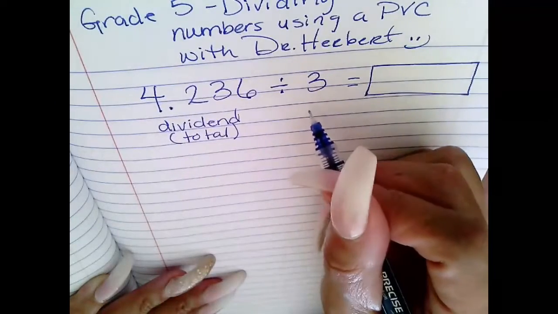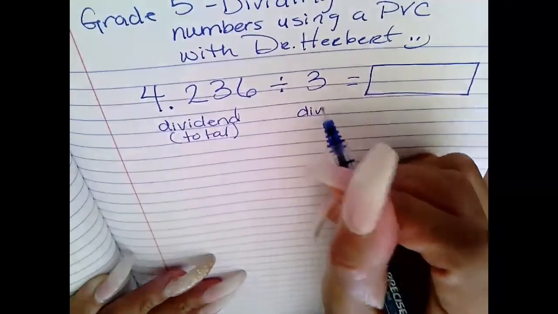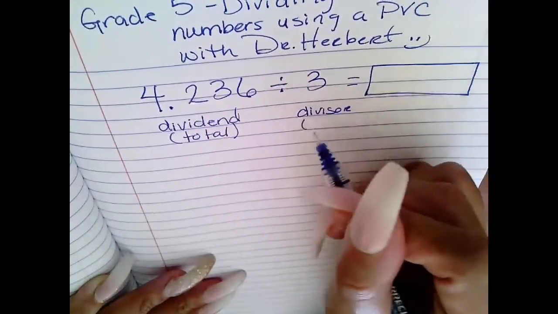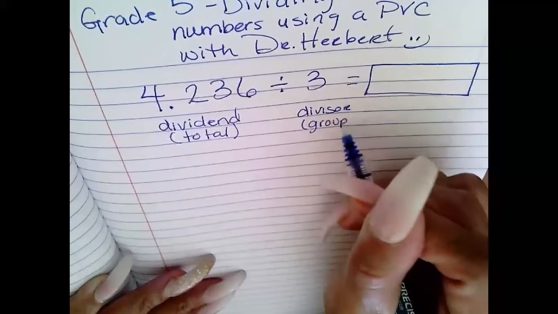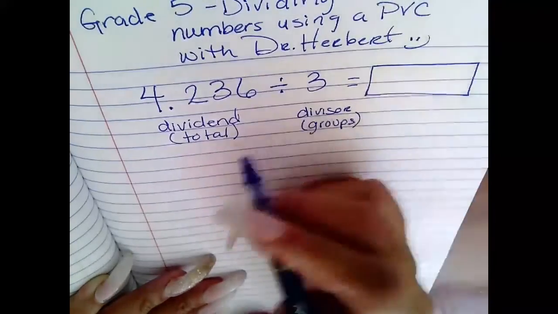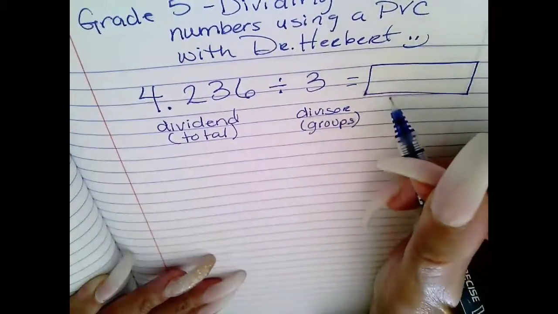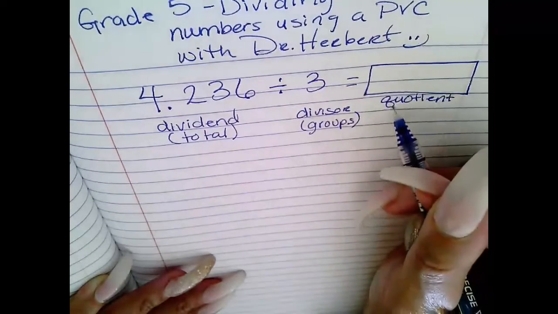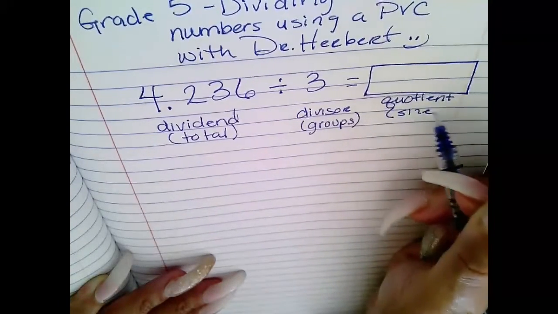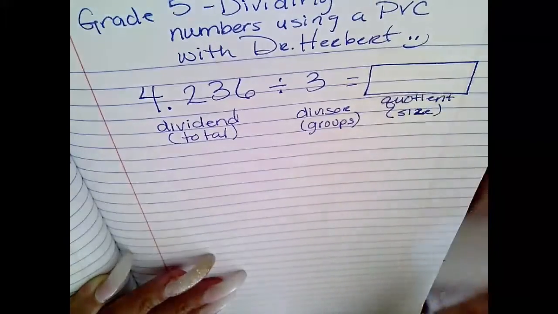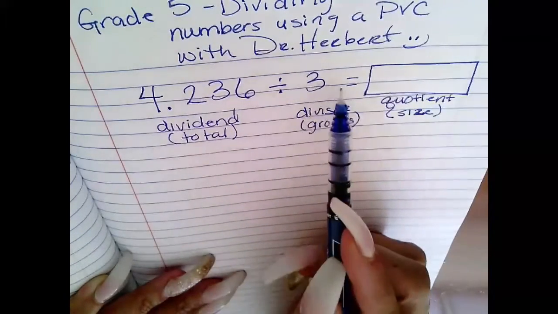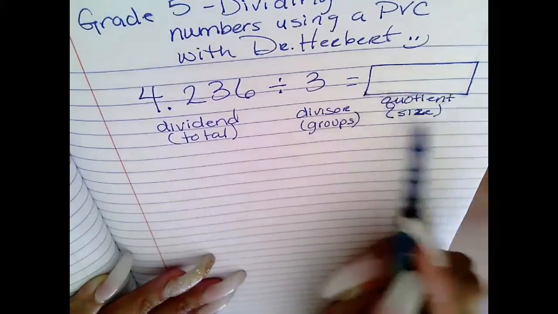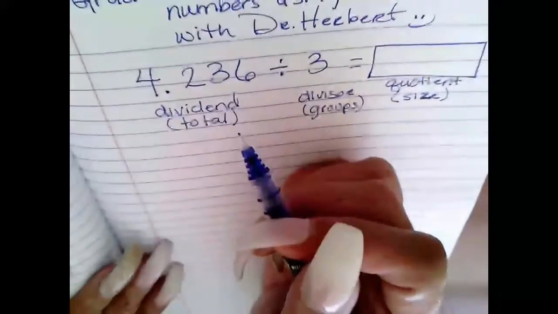The second number in this sentence is our divisor. Our divisor usually tells us the amount of groups that we're going to have. Last but not least, we have our quotient. And our quotient tells us the size of the groups. Dividend divided by divisor gives us our answer to the division sentence, which is a quotient.